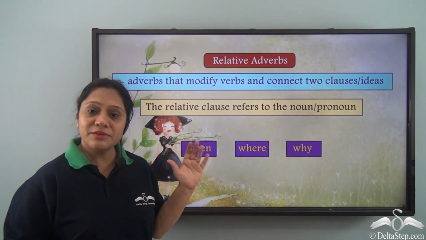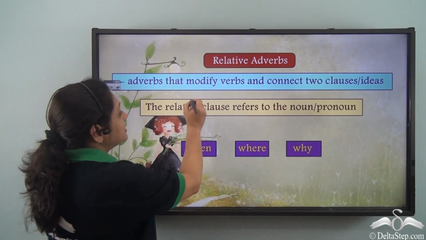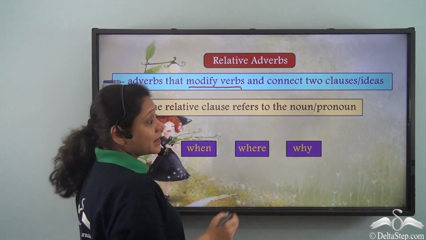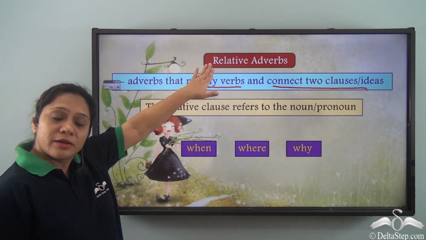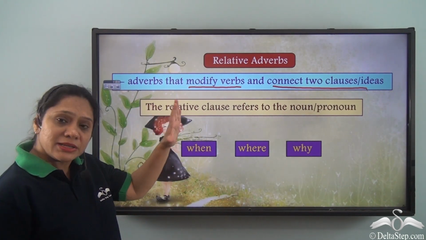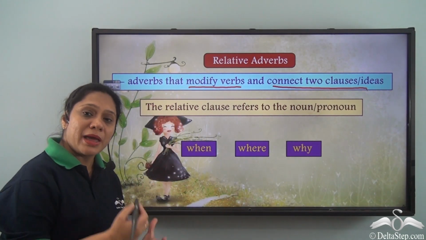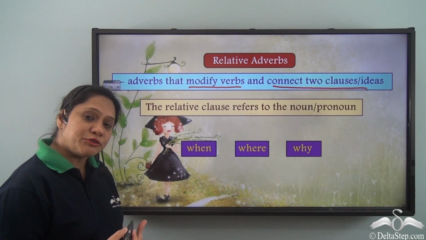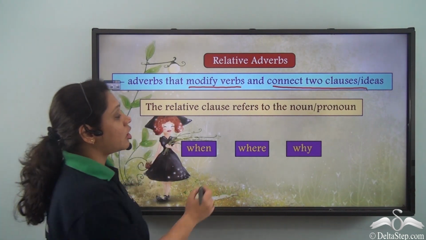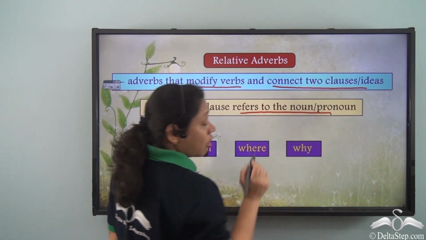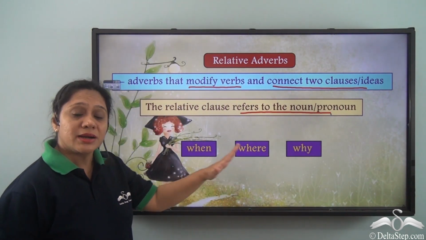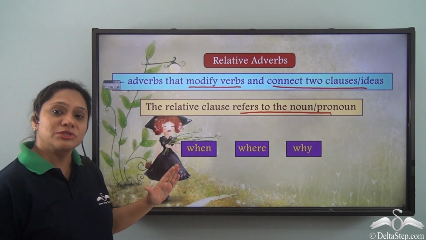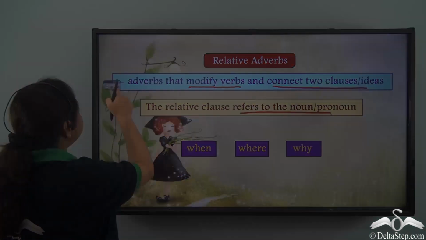So what are relative adverbs? Adverbs that modify verbs and connect two clauses or ideas are known as relative adverbs. Now relative adverbs join the main clause and the relative clause, and that relative clause refers to the noun or the pronoun. When, where, why are some of the words which are used as relative adverbs.